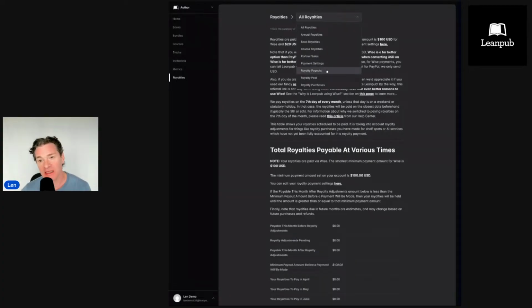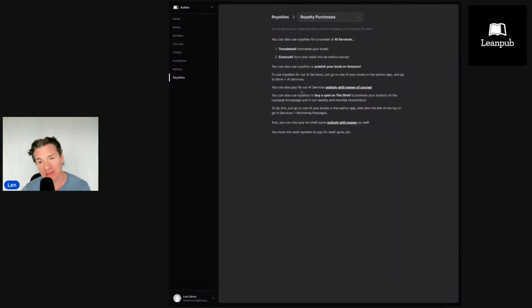There's also the payment settings and the royalty payouts thing here, where you can see all your payouts. There's royalty pool. If you've got any free with membership books, if you've opted into that, then you'll see your royalty pool payments there. And then there's royalty purchases. Like I was saying before, you can use royalties for a number of these services, including marketing packages. So royalties are money that you've earned that hasn't been paid to you yet, and you can use that to get stuff. So you can have this self-funding book publishing model, which I just think is really great. If you do any royalty purchases, you will see them recorded here.